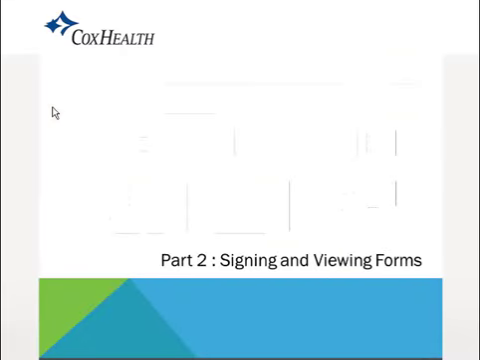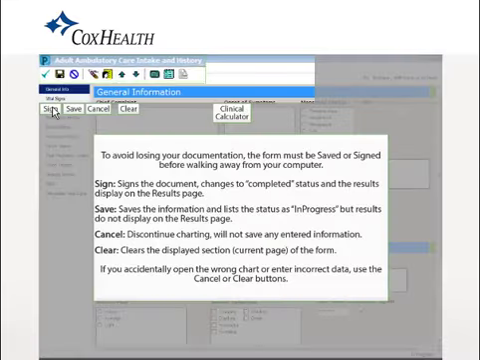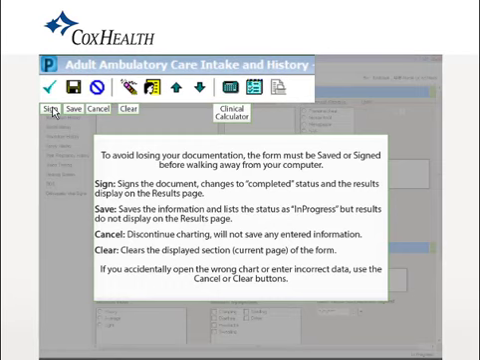Part 2. Signing and Viewing Forms. To avoid losing your documentation, the form must be saved or signed before walking away from your computer. Sign signs the document, changes to completed status, and the results display on the results page. Save saves the information and lists the status as in progress, but results do not display on the results page.